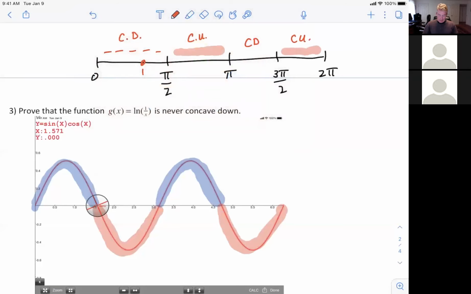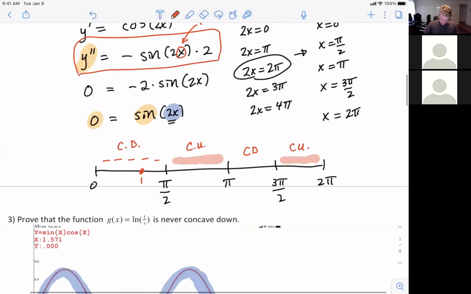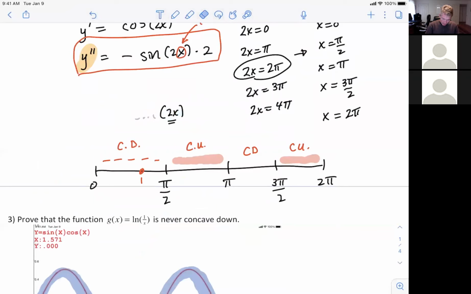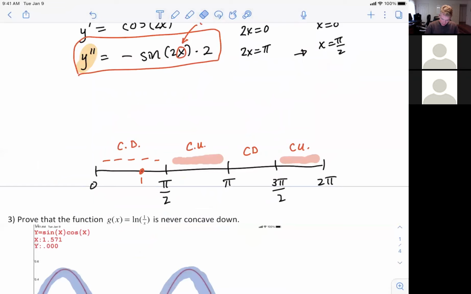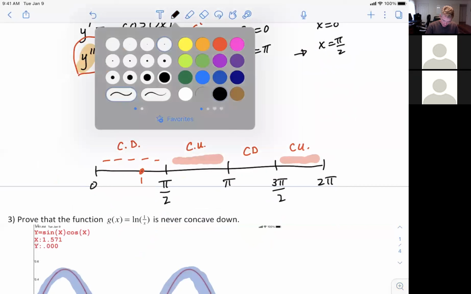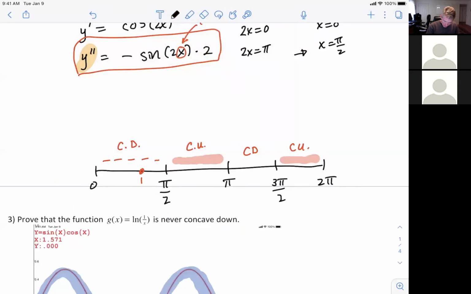All right, finally, I just need to write down the answer. So my question was, where is it concave up? So now I just need to write those intervals. I think I'll make it black so it stands out. So concave up, that would be this interval. So that's between pi over 2 and pi.